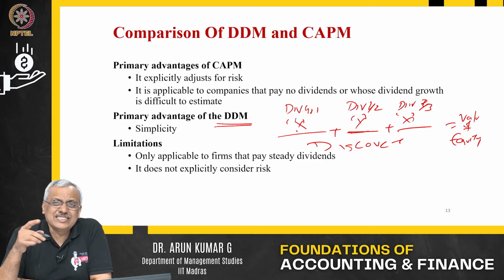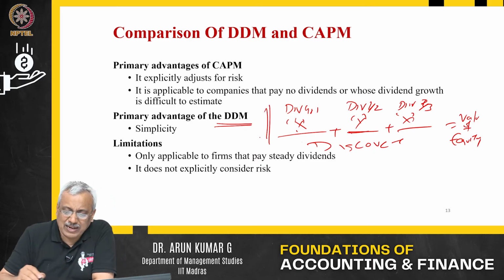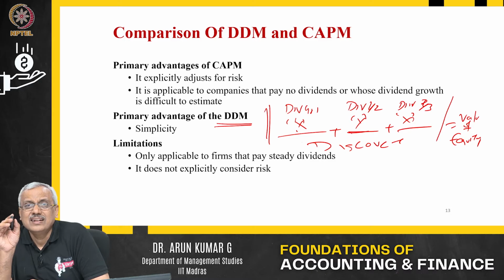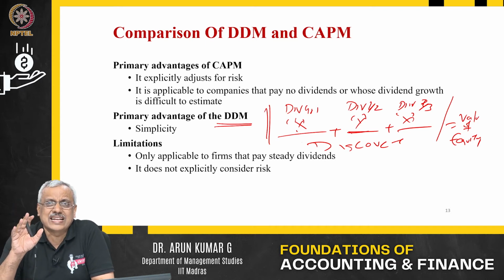Whereas the measurement of risk is primarily absent. The risk is expected to be captured by the amount of dividend that you are expecting. The risk factor is expected to be captured by the level of dividend that you are basically going to get. That is what happens in a dividend discount model.